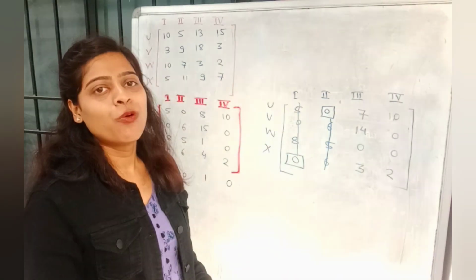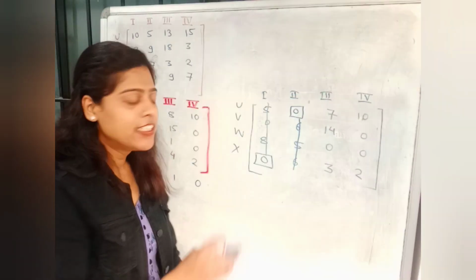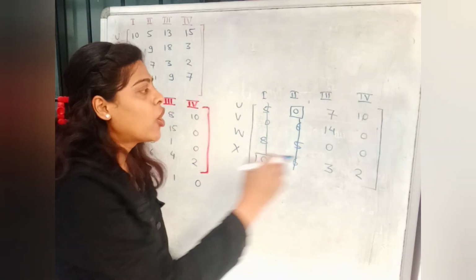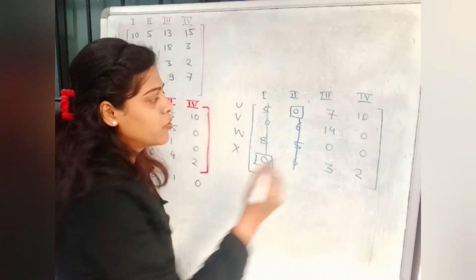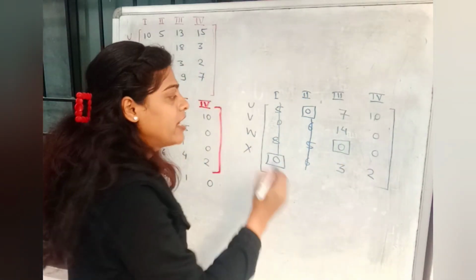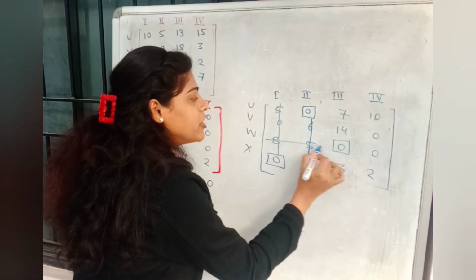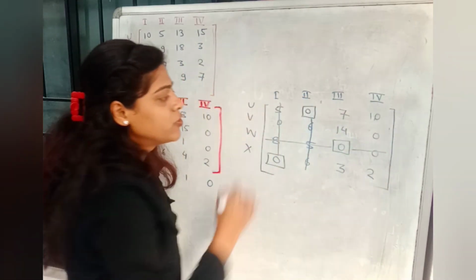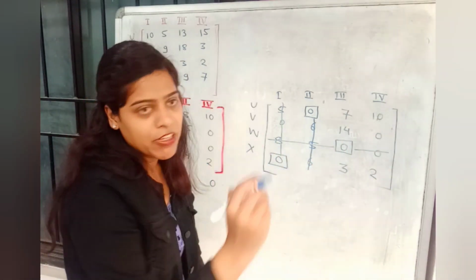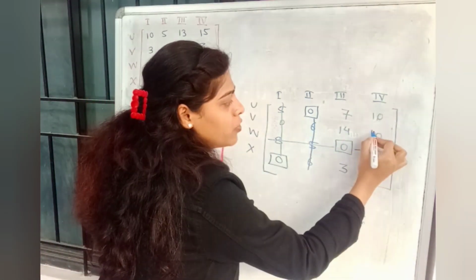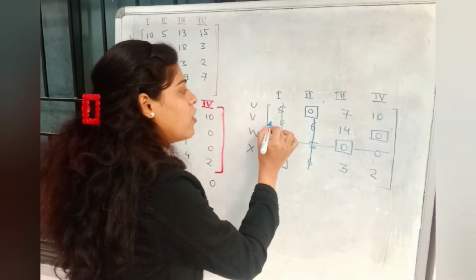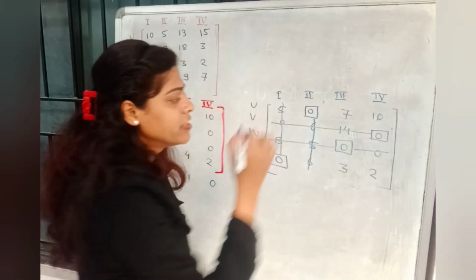Now we can go to column scanning. As we can see, column 1 is completed, column 2 is also completed. In column 3, we have only 1 zero, that is this zero. So put a square around that zero and draw a horizontal line through it. So the third column is also completed. The fourth column contains exactly 1 zero, that is this zero. Put a square around that zero and draw a horizontal line through it.